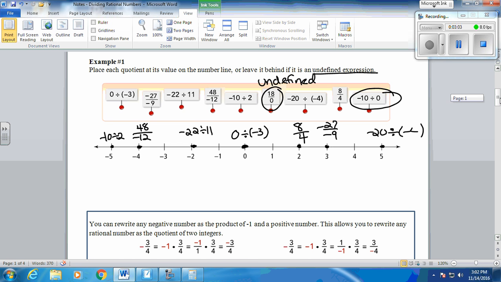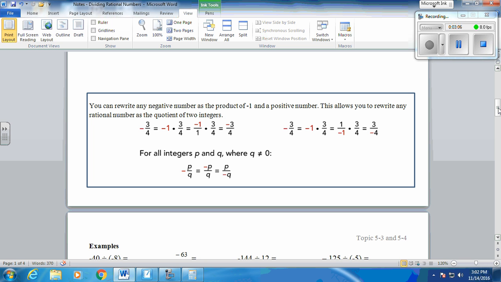This next box is very similar to what we talked about yesterday: you can rewrite any negative number as the product of negative 1 and a positive number. This allows you to rewrite any rational number as the quotient of two integers. So what they are showing you here is that if you have negative 3/4, if you move this negative sign in front of 3/4, it technically is saying negative 1. So they're saying we can now write that as divided by 1, and I can now multiply negative 1 times 3 to get negative 3/4. And so again, the negative is hanging out with the 3.